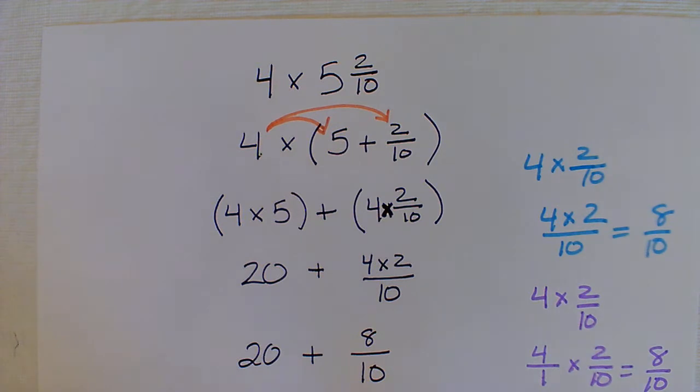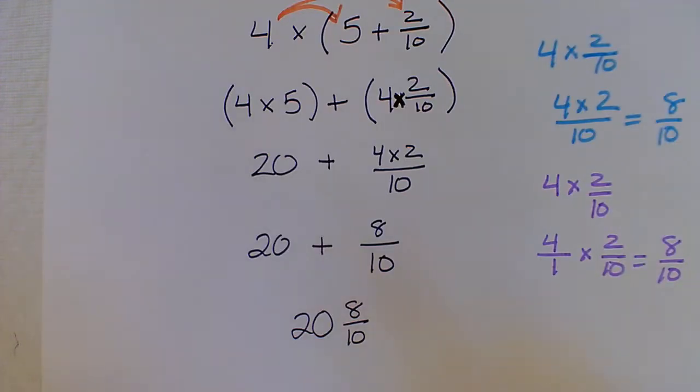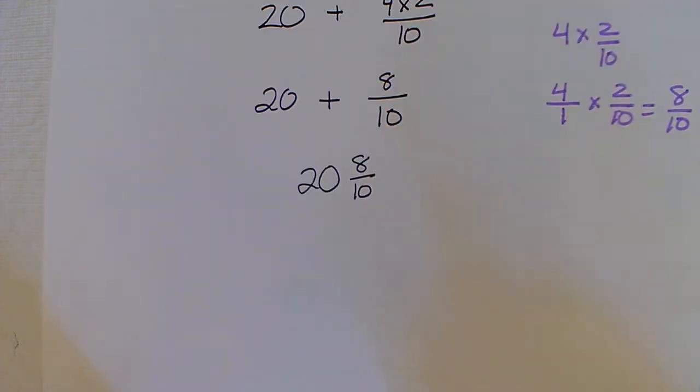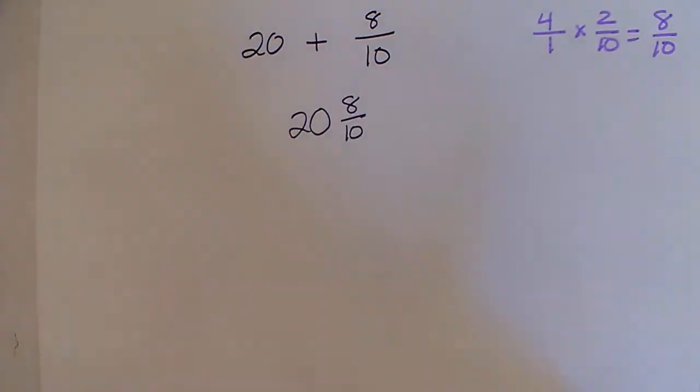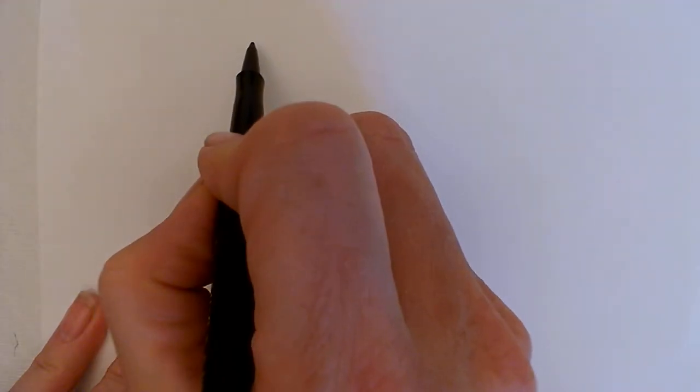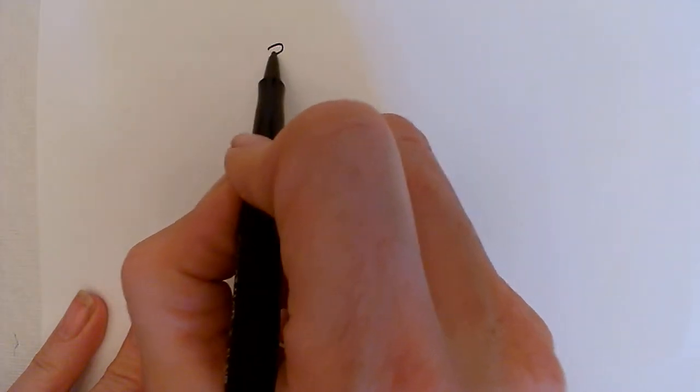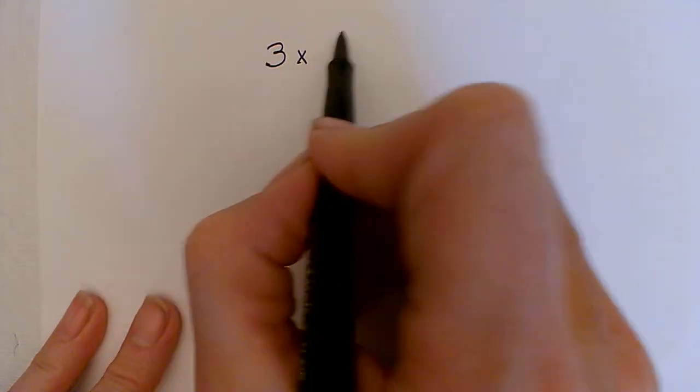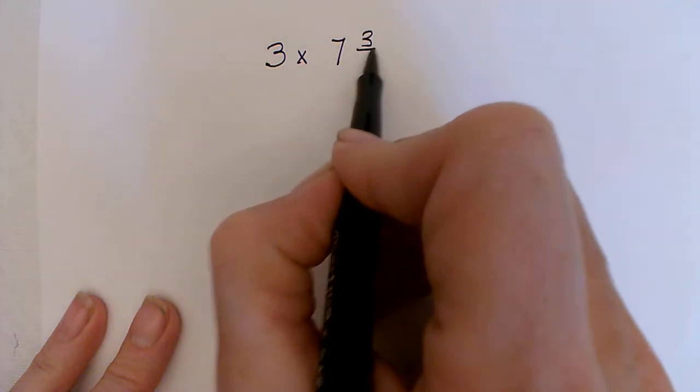Okay, let's do another one. I don't know if I have enough room here. I'm going to give it a go and see if I can squeeze it in. I'd rather not waste more paper than I already am. Okay, so our next problem is going to be, what did I write down for us? Oh, here's one. We're going to do 3 times 7 3/4.